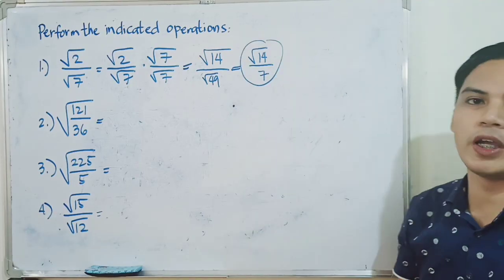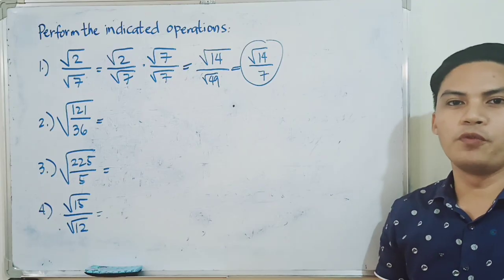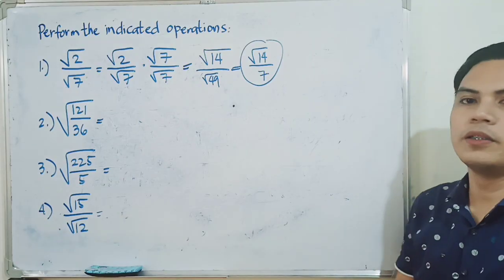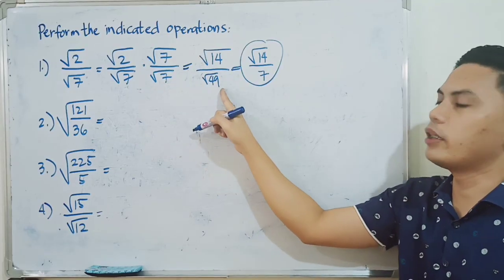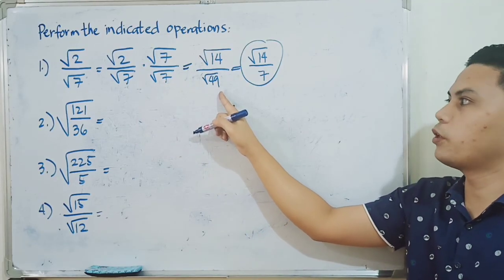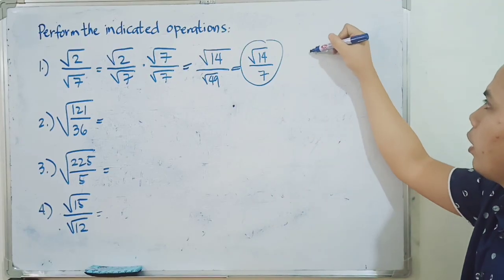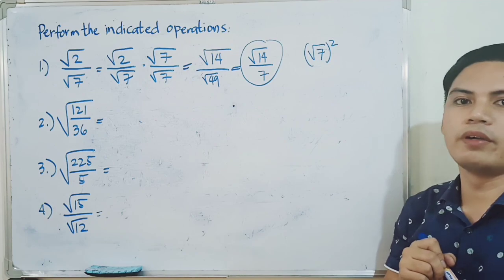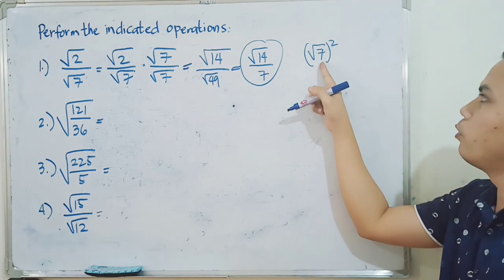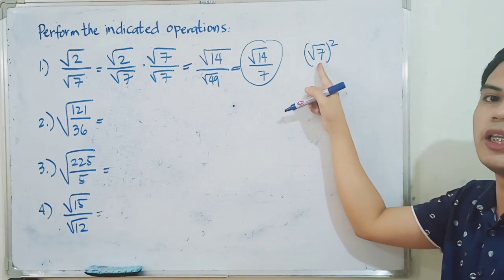Therefore, this would be our final answer. Square root of 14 over 7. Now take note, aside from multiplying this one directly and getting the perfect square which is 49, pwede rin natin siyang gawing square root of 7 squared. Right? Kasi ibig sabihin nito, yung square root of 7 multiply sa kanyang sarili.